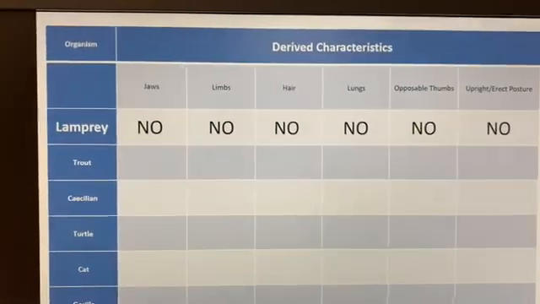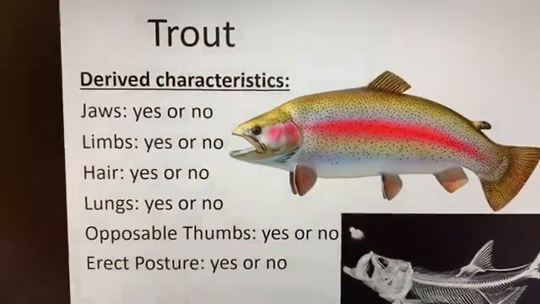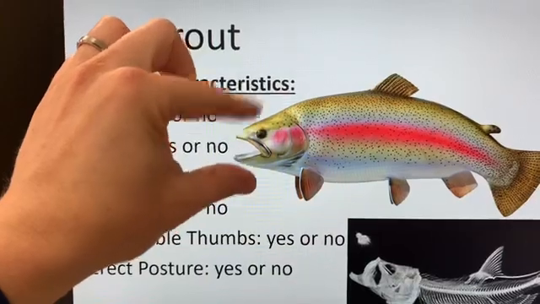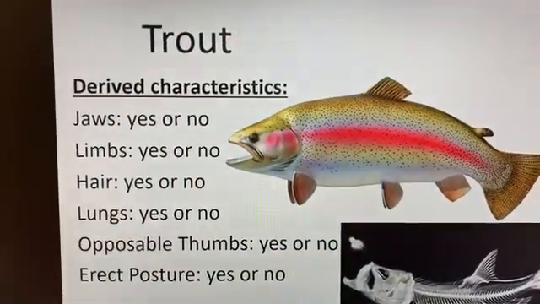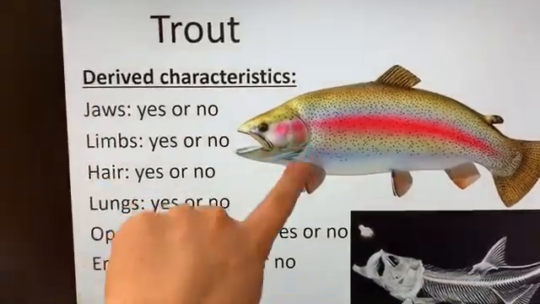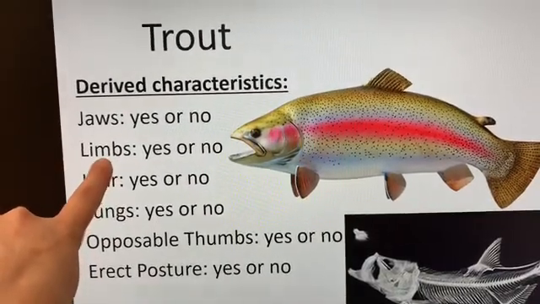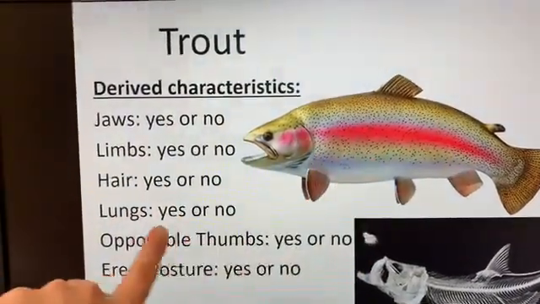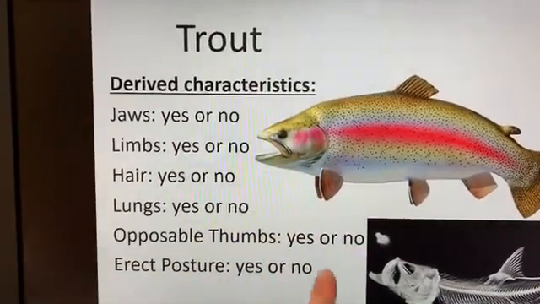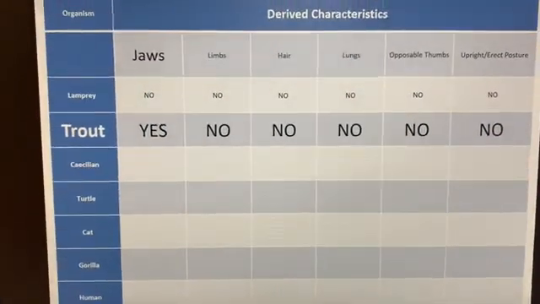Okay, moving on. Next, the trout. Let's analyze a trout. Does it have jaws? Yes or no? Well, you can definitely see a mouth that opens and closes. So yes, it has jaws. Does it have limbs? Well, fins are not technically limbs. Yes, it has fins, but it's not asking for fins, it's asking for limbs, like arms and legs. Arms and legs? No. Hair? No. Lungs? No. Lives in the water? No. Opposable thumbs? It doesn't even have hands. So the trout has yes, no, no, no, no, no, no.